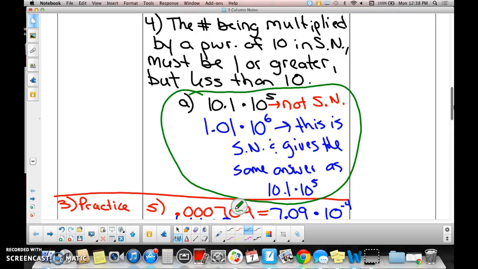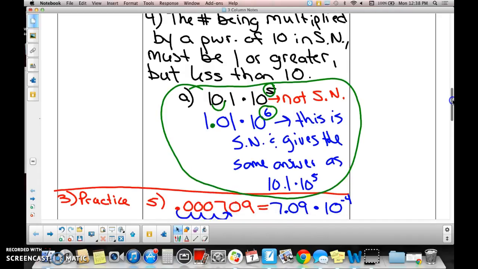So in other words, 10.1 times 10 to the 5th is not in scientific notation, correct? You are going to have to write that exact same number in scientific notation and realize that your exponent is going to change because we moved a power of 10 to the left to get to the 1.01. Therefore, we have an exponent of 6. Kids struggle on that often.